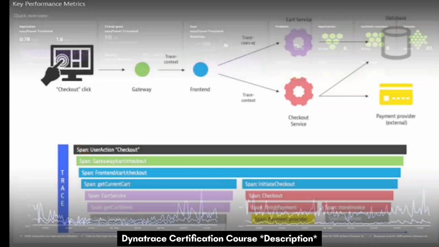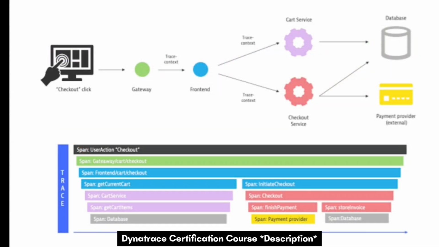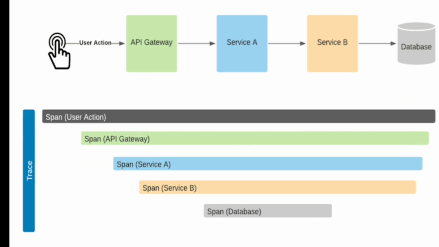Next, we have traces. Traces, also known as distributed traces, track the journey of a request as it travels through various services and components of your application. Each trace provides a detailed view of the path taken by a single transaction, showing how long each step took and where any bottlenecks occurred.